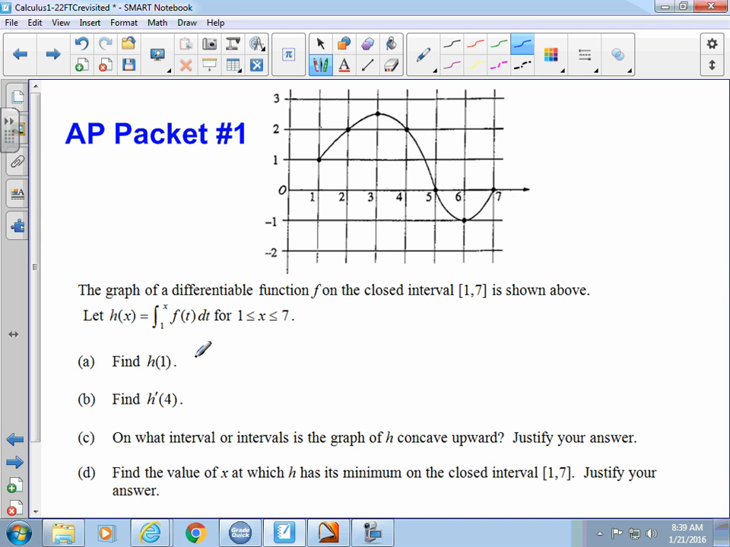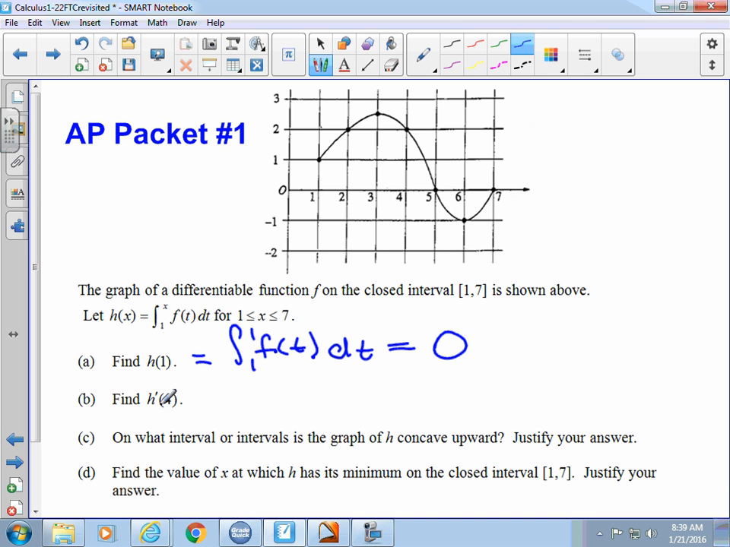Right. So isn't this the integral from 1 to 1 of f of t dt? I don't care what f is. That integral is 0 because if I don't go anywhere, I don't accumulate any area. So it looked like an impossible question at first glance. And it turned out not so terrible. Any questions about that?